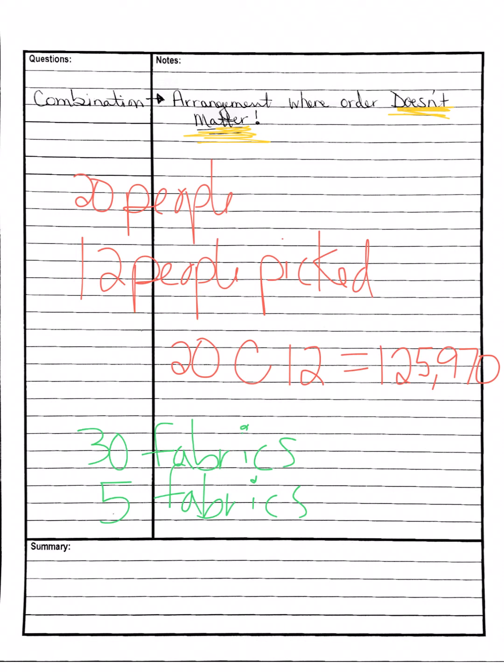It's a combination here. We have 30 choices. We want to find the combination of picking 5. If we type that in our calculator, we get 142,506. So combinations, that order does not matter. Didn't matter if we were picked first or picked last, we were picked.